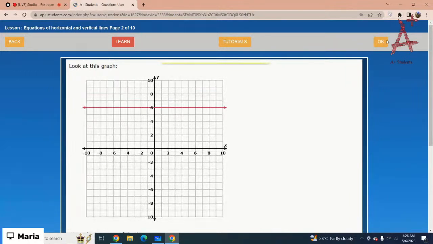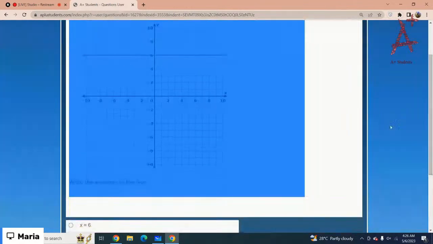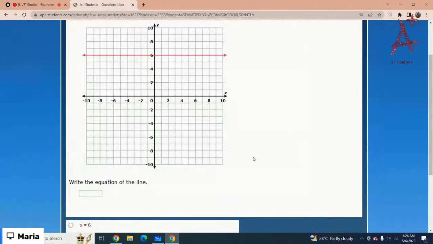Okay, look at this graph. Write down the equation of the line. So you have a vertical line at x equals 6. So the correct option is x equals 6.